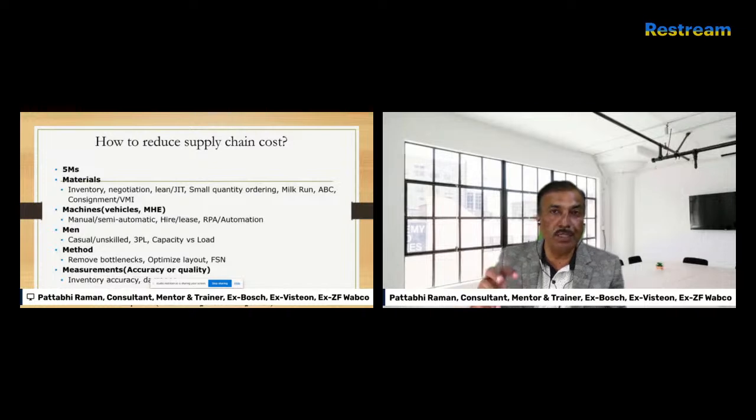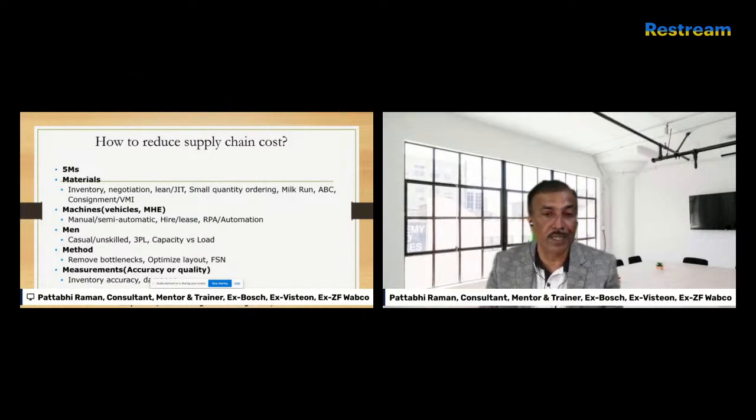Each of these requires some study. If the interviewer wants to go in depth into each of these, then you should be in a position to explain. For example, VMI, vendor managed inventory: how do you save cost? What is consignment inventory? How do you save cost? I have put a specific word like milk run. How does that help the organization in reducing inventory? So you need to do some background work.